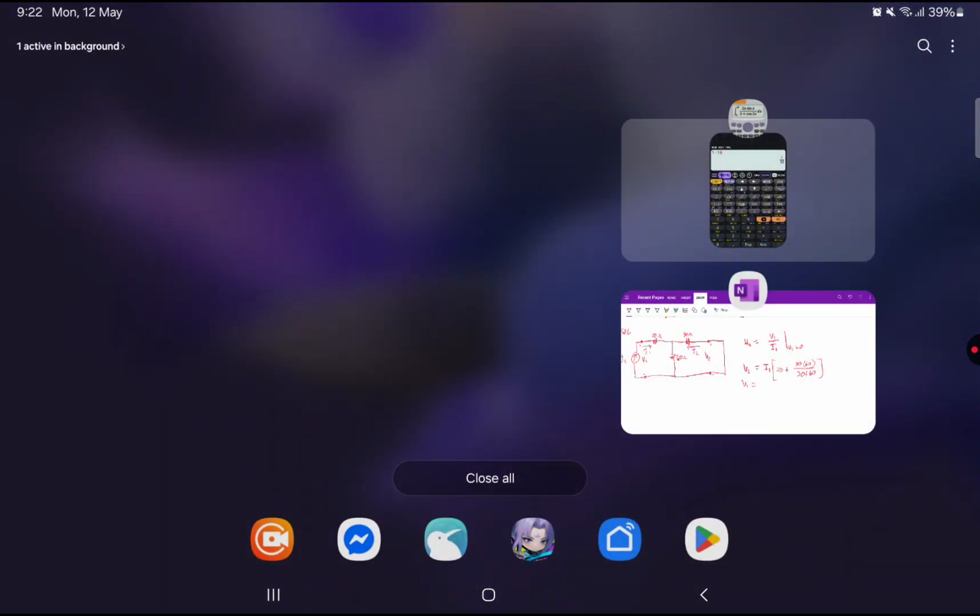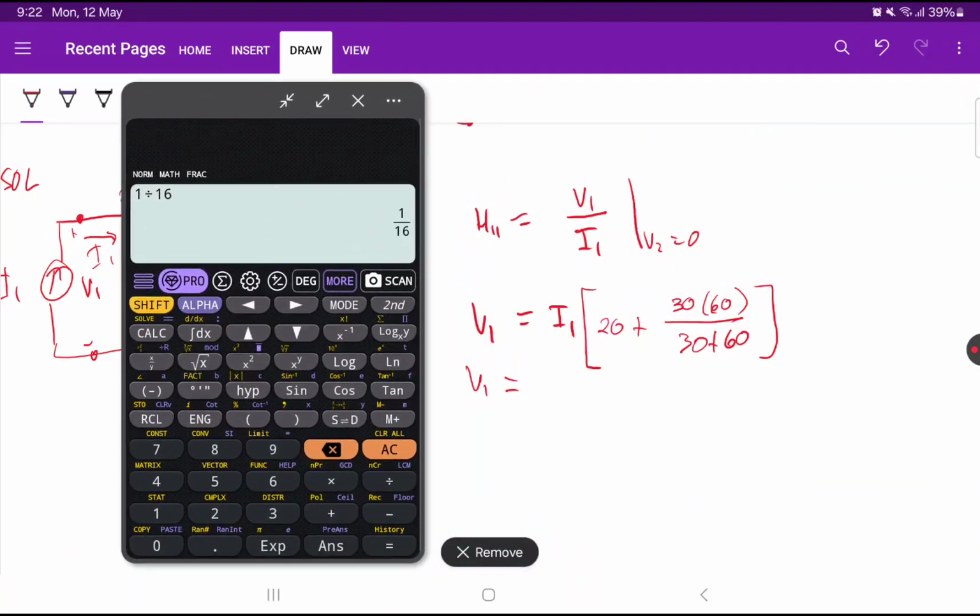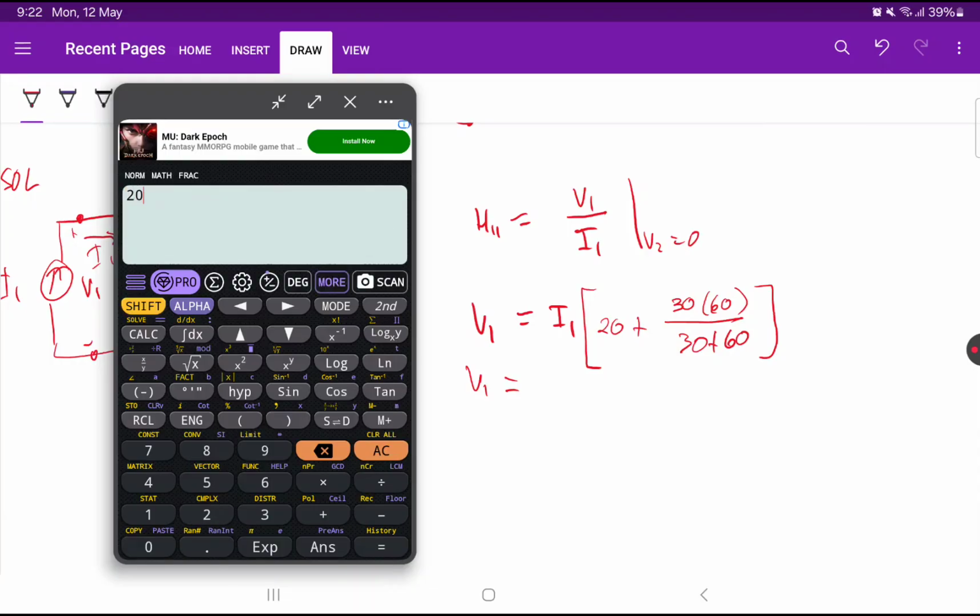Then go back. Solve for V1. So 20 plus 30 times 60 divided by 30 plus 60. That is equal to 40. So V1 will be 40 times I1. So V1 is just 40 times I1. Then we can now calculate H11.